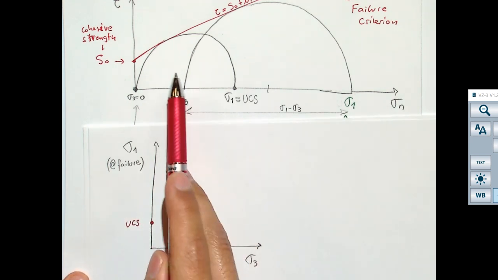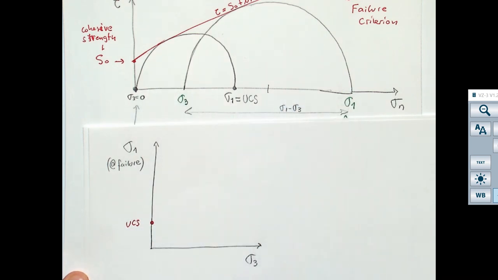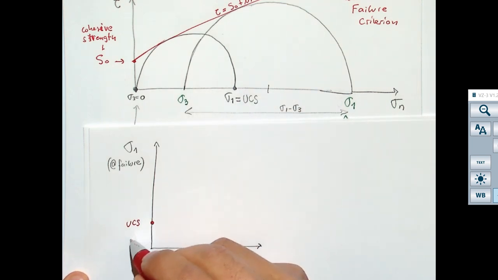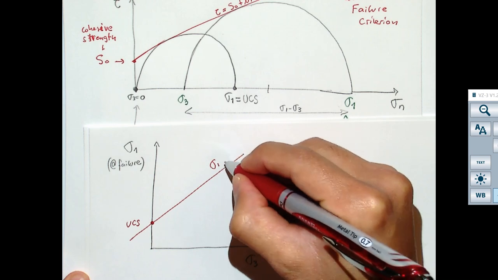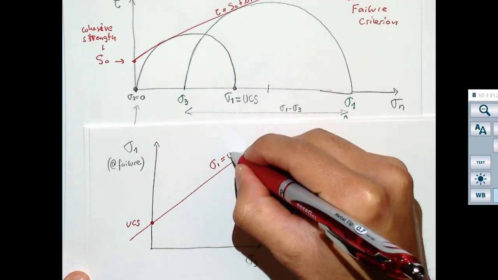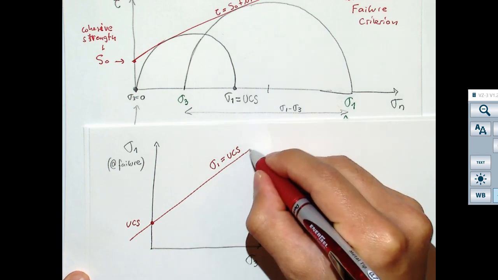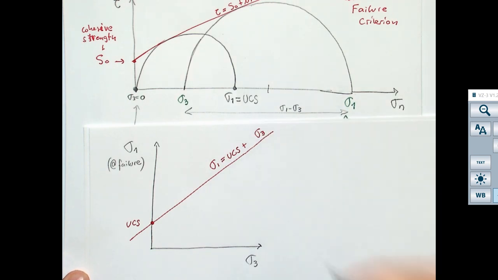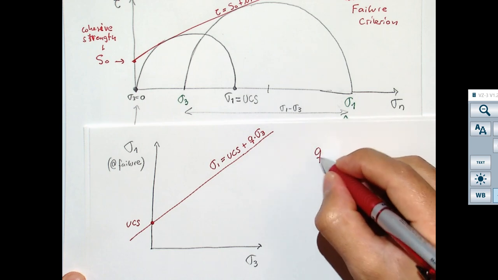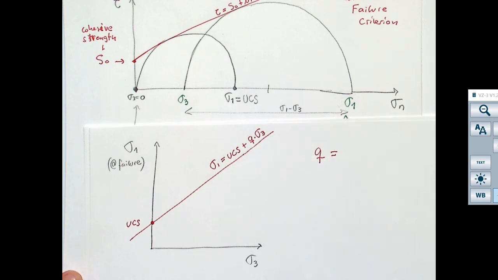And as we increase sigma 3, sigma 1 is always going to get larger and larger. Similar to that line, we're going to have here a line that simply says that sigma 1 is going to be at least the UCS, and it's going to be proportional to sigma 3 through a parameter that we're going to call Q. Notice that we derived what that parameter was in the previous lecture. Let's say that UCS is equal to 0.